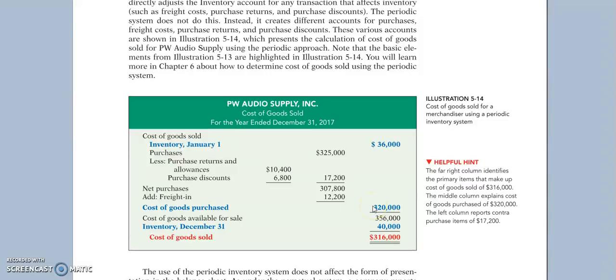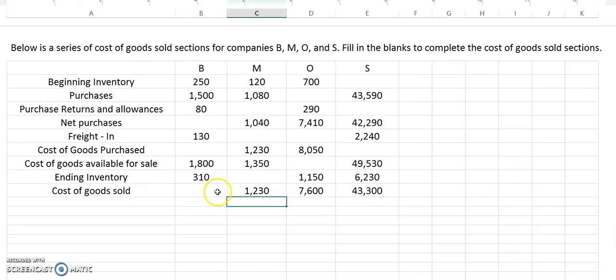We will add that with the inventory at the beginning of the year, giving us a total of $356,000 for cost of goods available for sale. After which we will subtract the inventory that they had for the rest of the year, which was $40,000, giving us a total of $316,000 for cost of goods sold. Now let's look at the problem we are given.